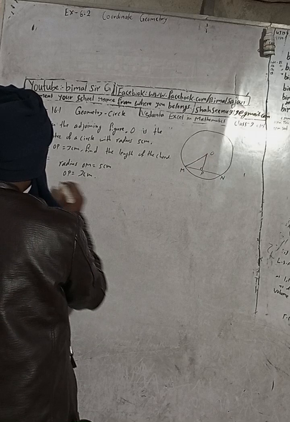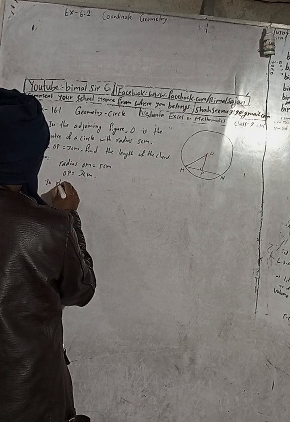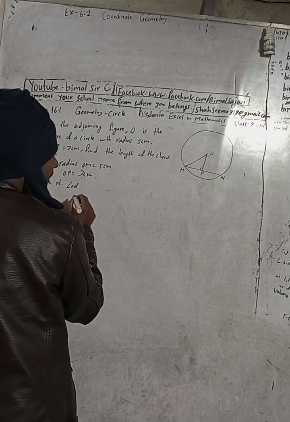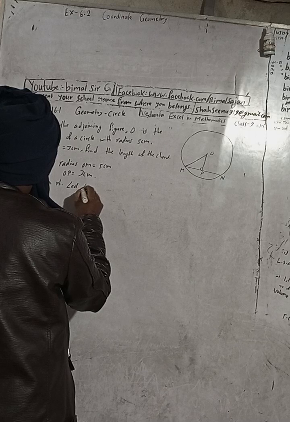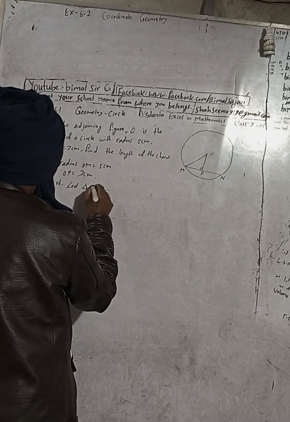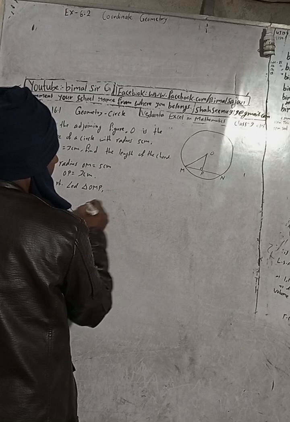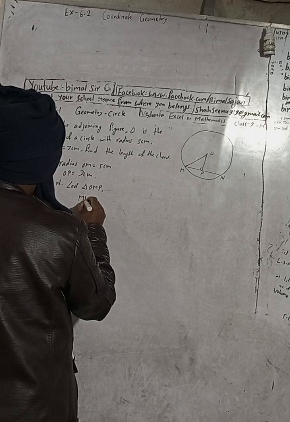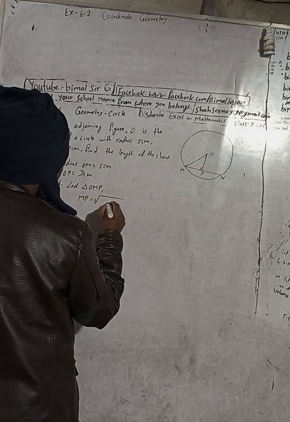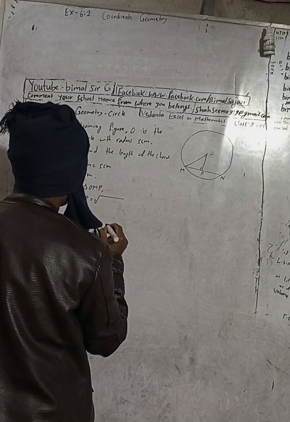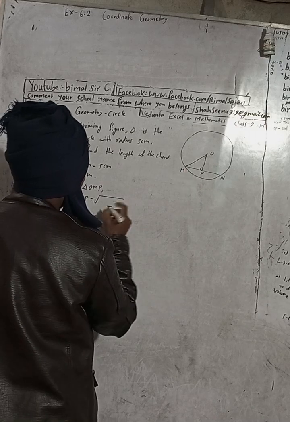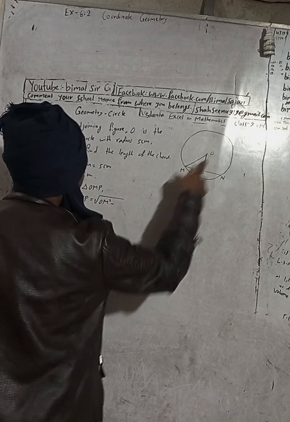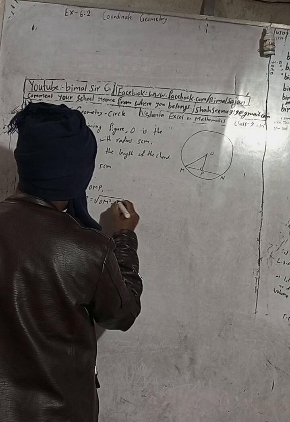So in the right angle triangle OMP, here we need to find MP. So MP is equal to root under OM square, that means hypotenuse square, and then minus this OP square. Okay, this is the Pythagoras theorem.